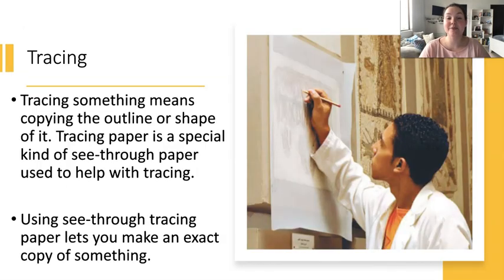Our next vocabulary word is tracing. Tracing something means copying the outline or shape of it. Tracing paper is a special kind of see-through paper used to help with tracing. Our example sentence is, using see-through tracing paper lets you make an exact copy of something.